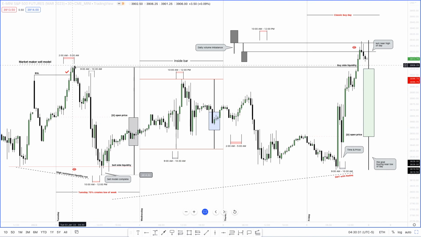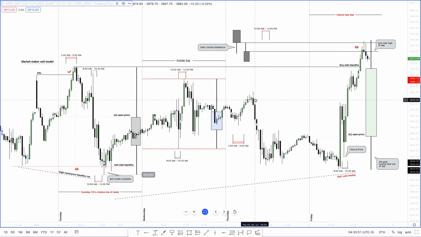Remember, the SMT divergence here on Tuesday was showing that S&P was the weaker because it failed to take out the high, so you focus on selling S&P. This divergence here shows us that S&P is the stronger because it failed to take out the low, so you focus on buying S&P instead of buying NASDAQ. Target, daily volume imbalance. Beautiful price action, and I hope you learned something.